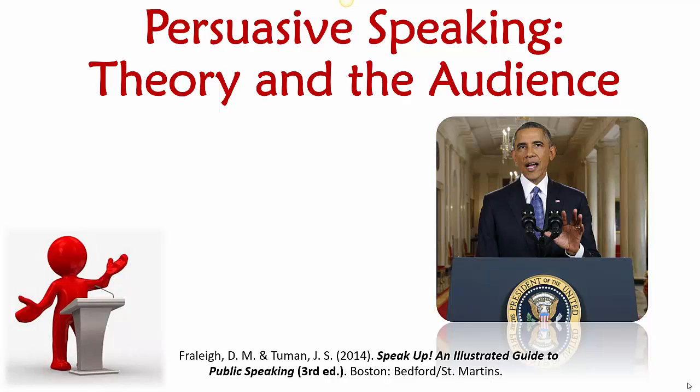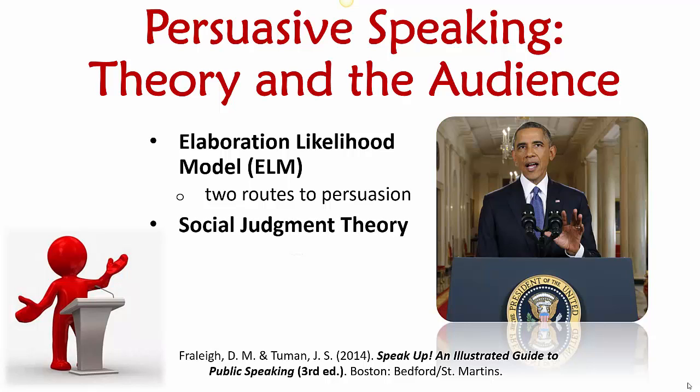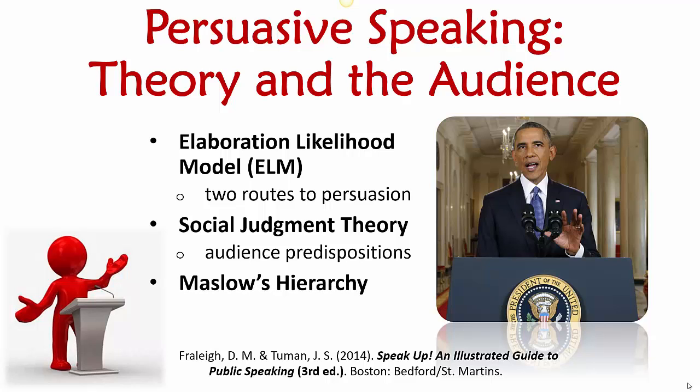The first is the Elaboration Likelihood Model, or ELM, a theory that examines how persuasion takes place in an audience member based on one of two important routes. Secondly, we'll look at social judgment theory, a theory that looks at persuasion based on the relationship between audience predispositions and the message being provided by a persuader. And finally, we'll look at Maslow's Hierarchy of Motivational Needs, which looks at how human needs and desires can be leveraged as a basis for persuasive appeals.